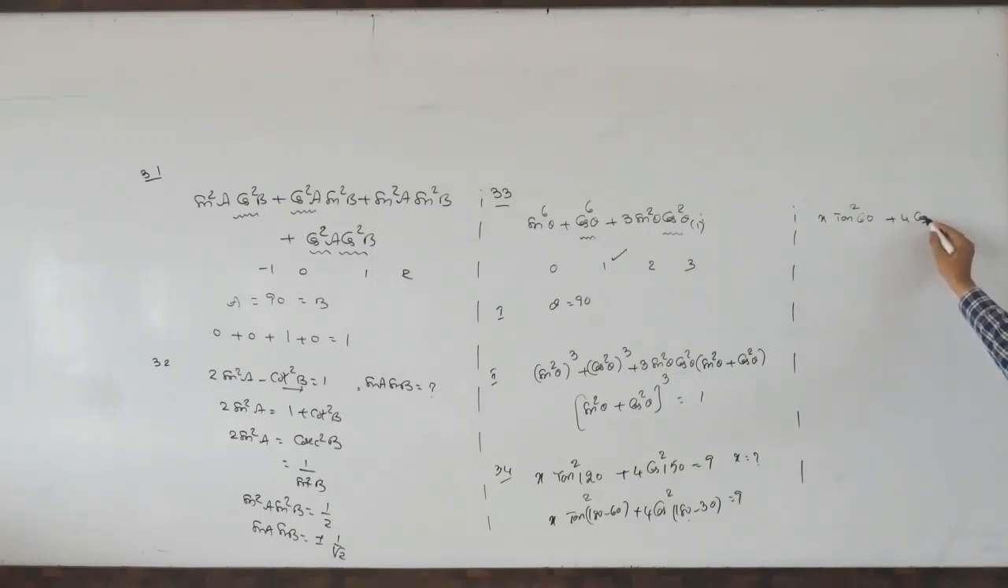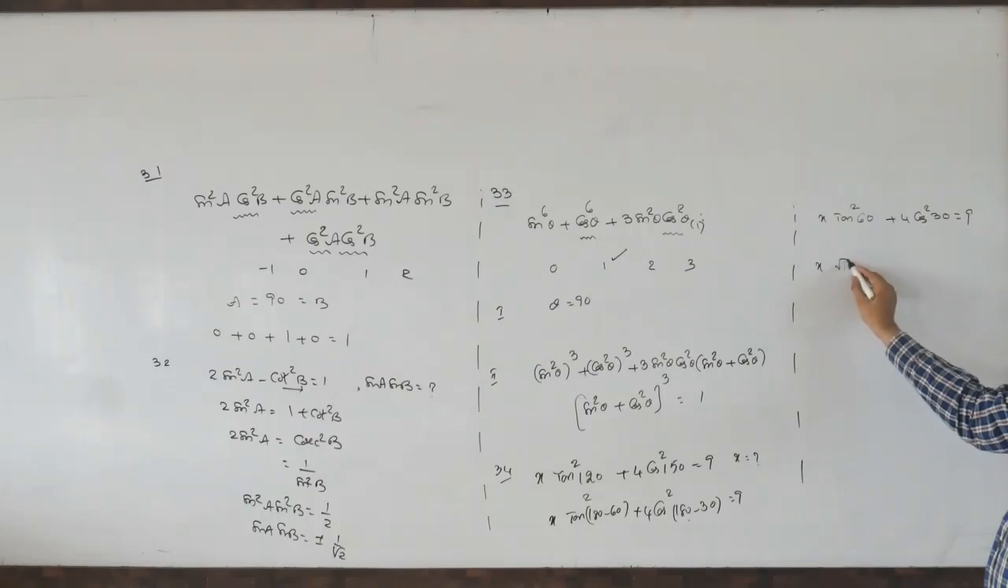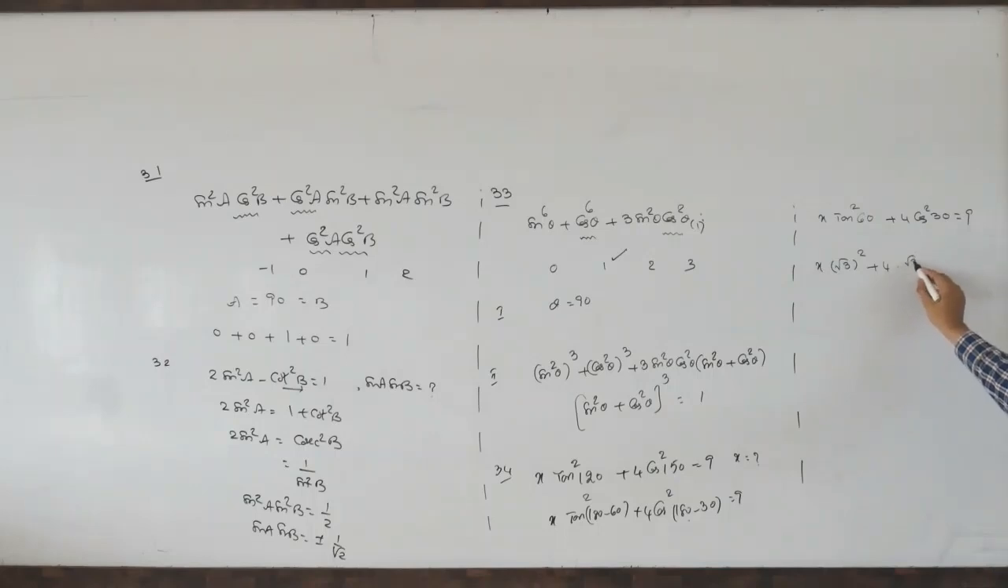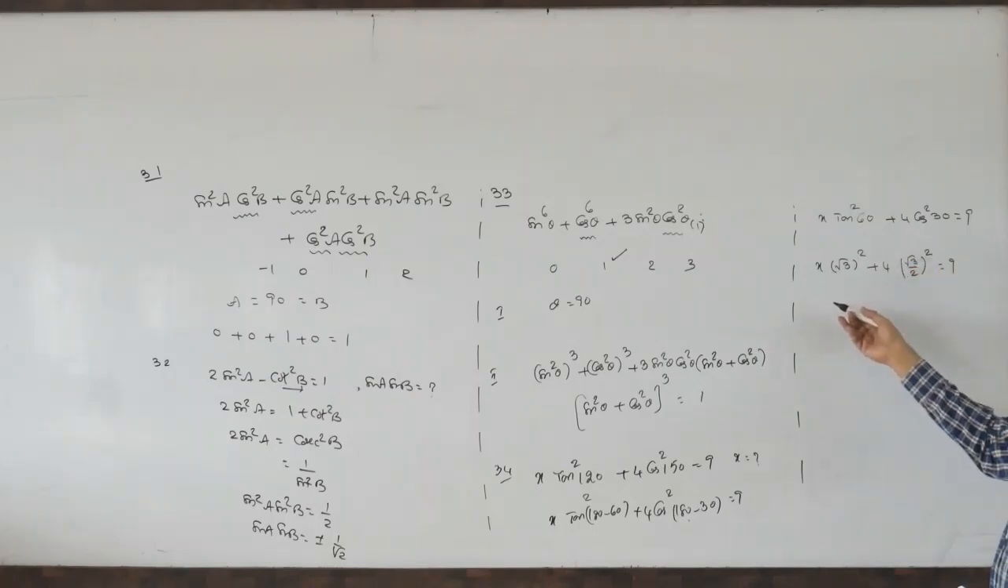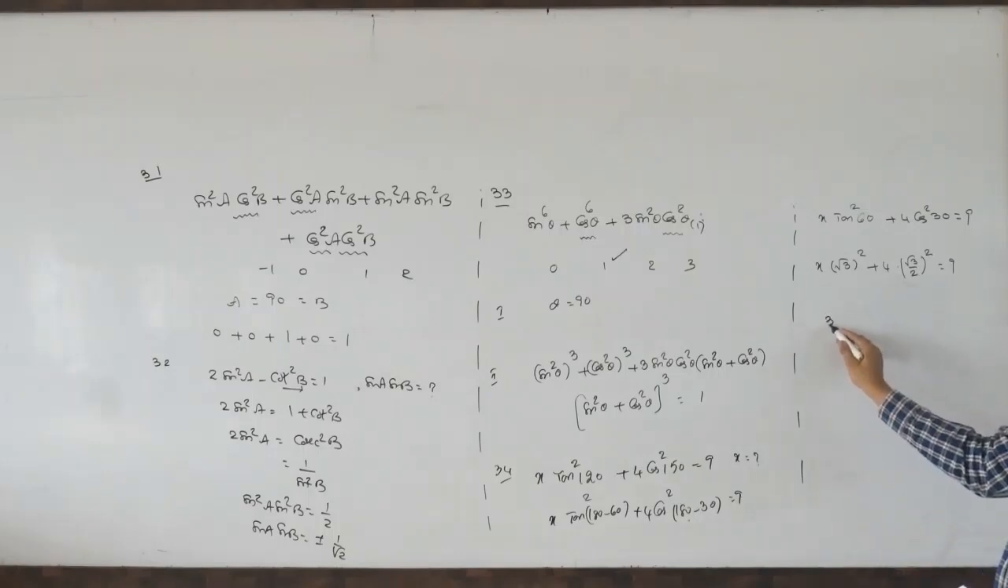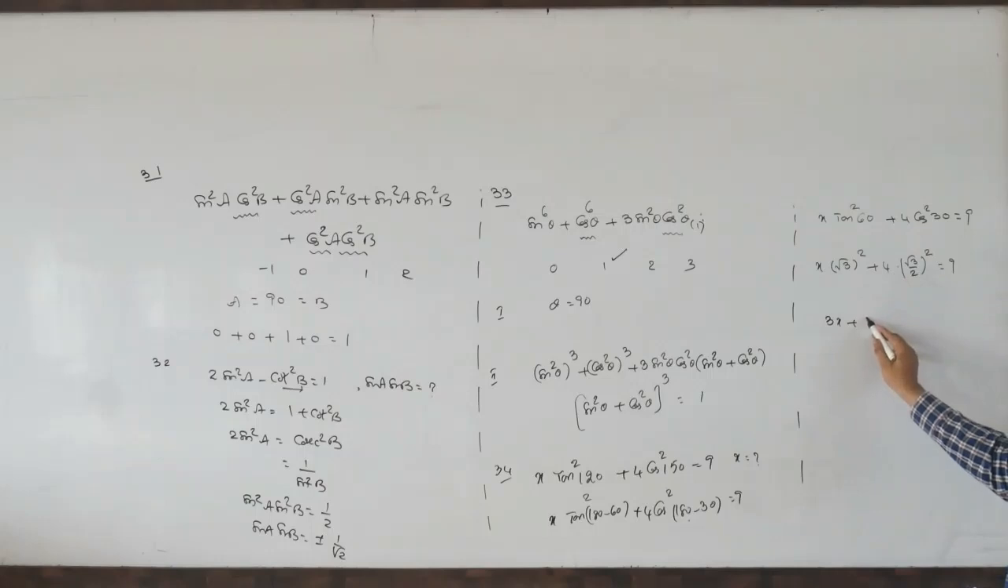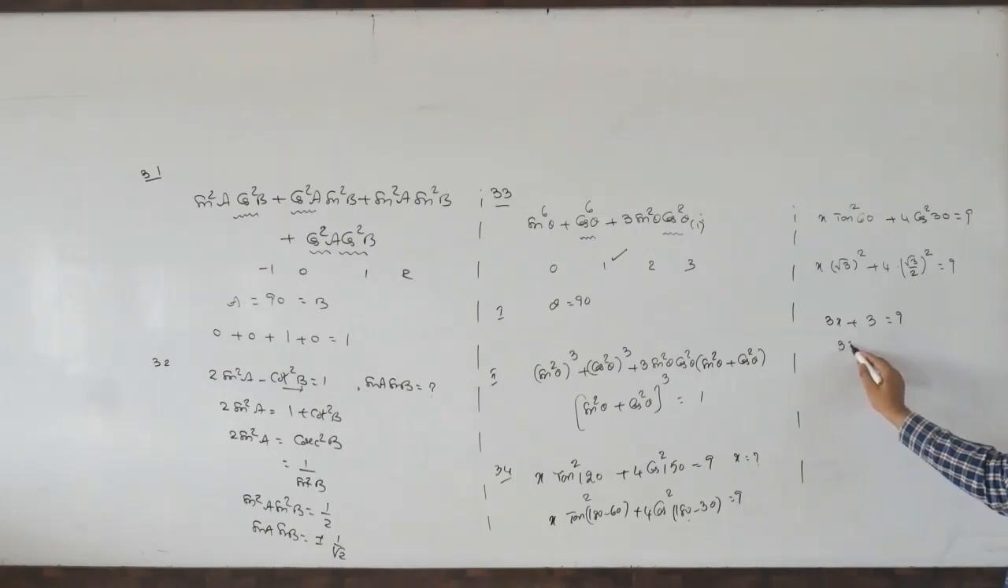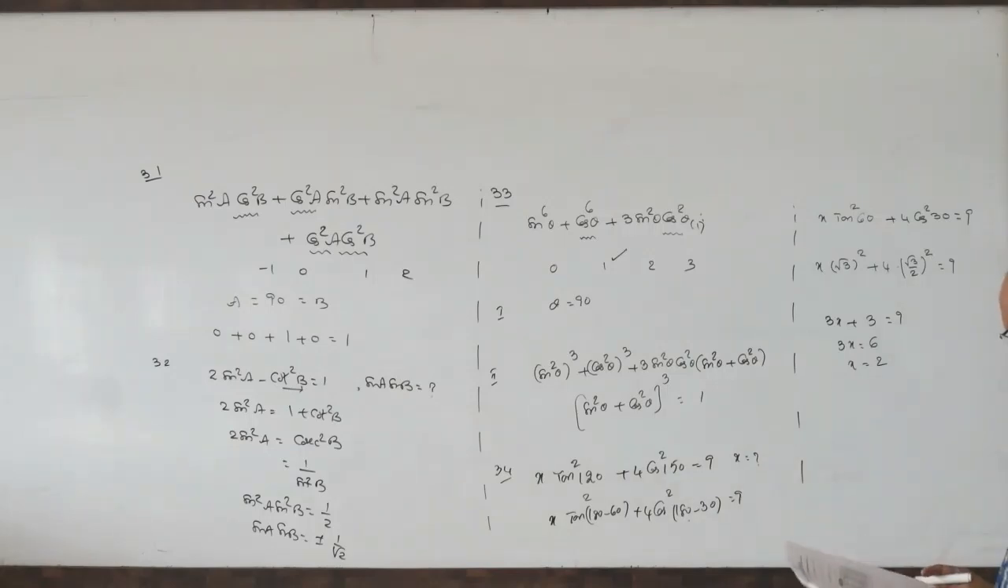4 cos square 30 equals 9. Tan 60 we know, root 3. Cos 30, root 3 by 2. To understand, all these steps I am writing here, like PUC. Not necessary actually, directly you can write it. This is 3 and this is 3. 4 cancels. 3x equals 9 minus 3. X is equal to 2. Therefore, third option.